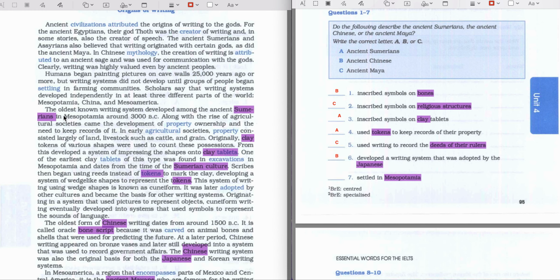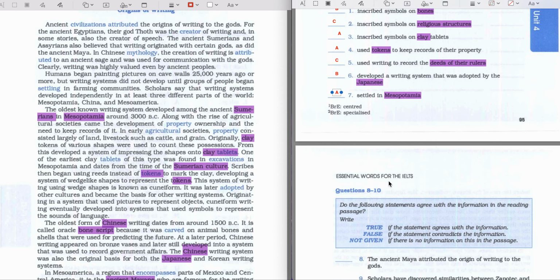So further we go, Sumerians in Mesopotamia around 3,000 years ago. So Mesopotamia is Sumerians who just came there and lived there. It's gonna be A. Put here, and so we finished.